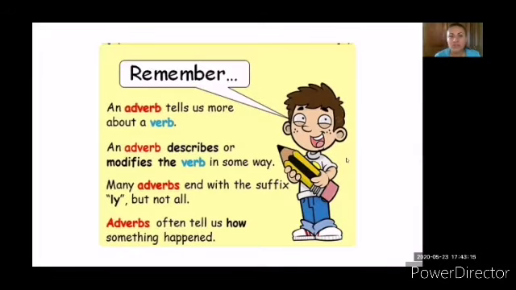An adverb, it says here, if you can see, it says, an adverb tells us more about a verb. Do you remember what is a verb, guys? Like an action verb? Okay, a verb is talking about like run, like speak, like walk, okay? That is about a verb. So an adverb tells us more about the verb, okay? An adverb describes or modifies the verb in some ways. Okay, so describe how the verb is. Then many adverbs end with the suffix ly, but not all. Okay, adverbs often tell us how something happened.